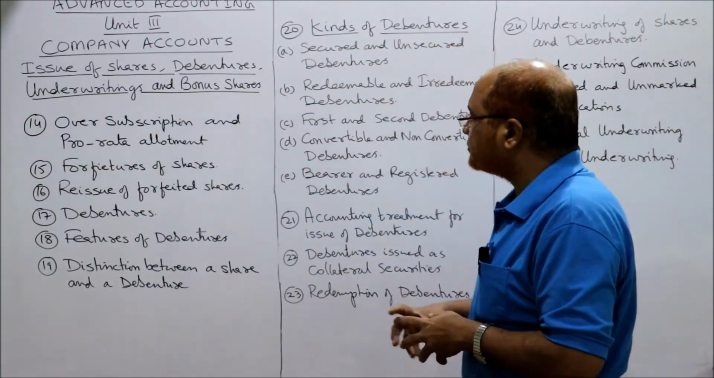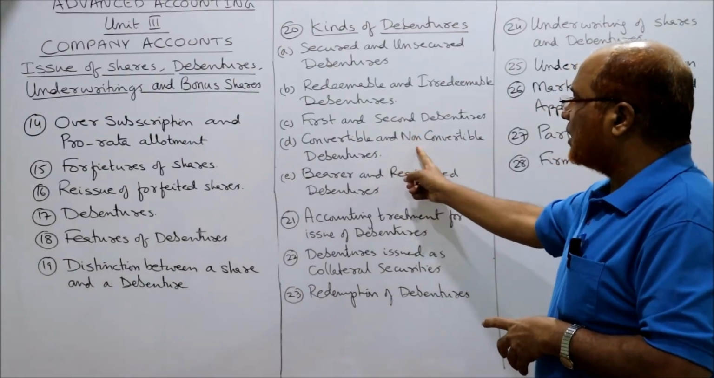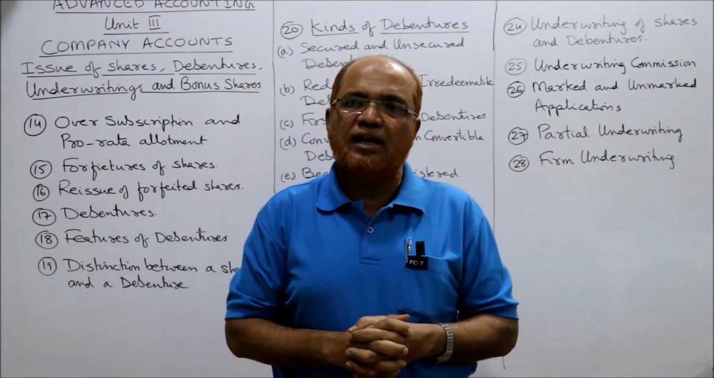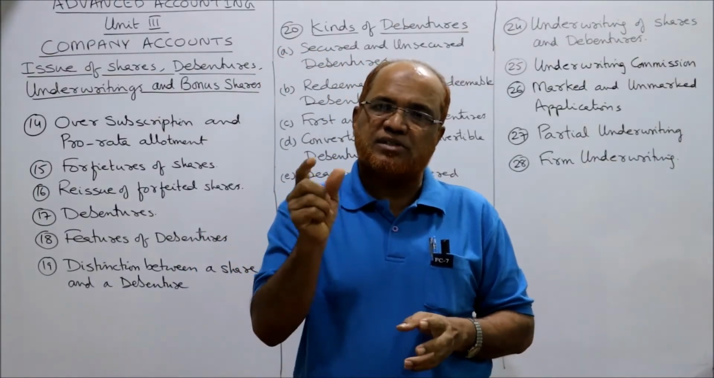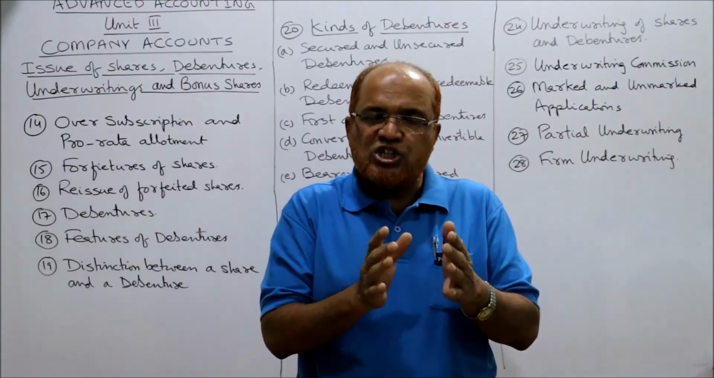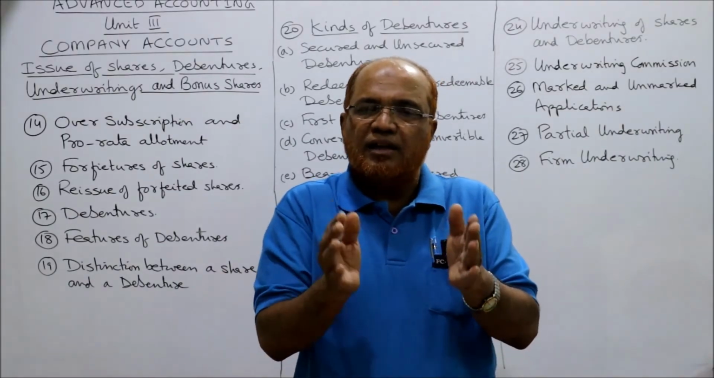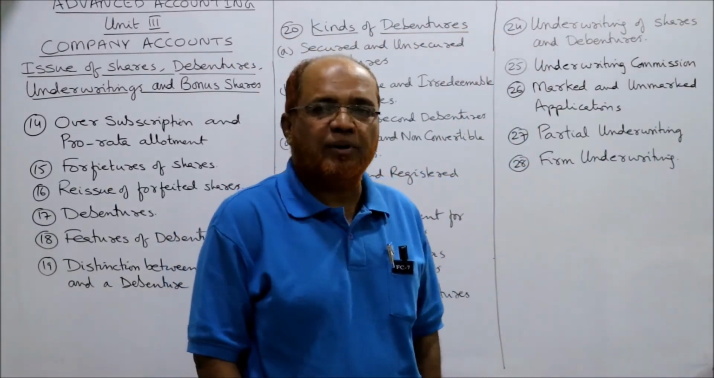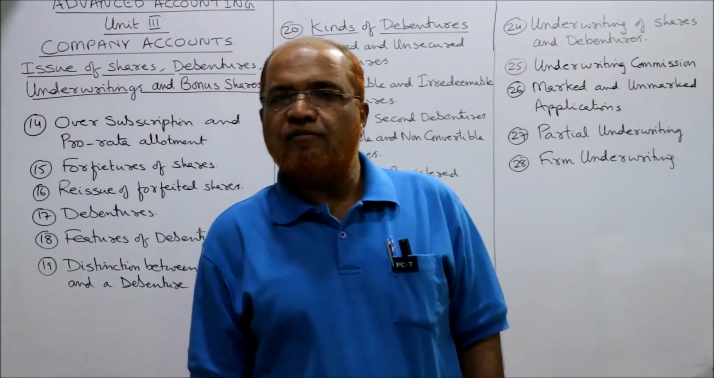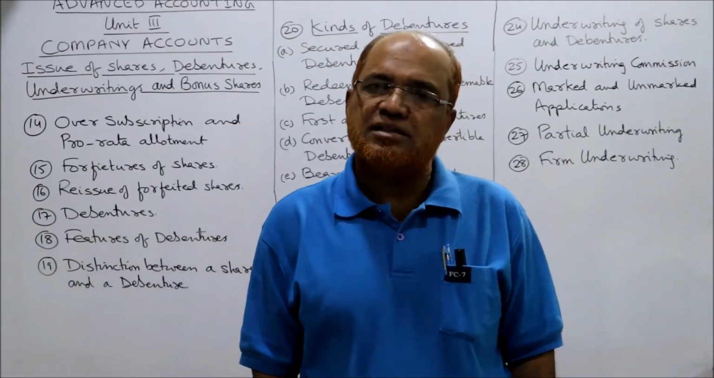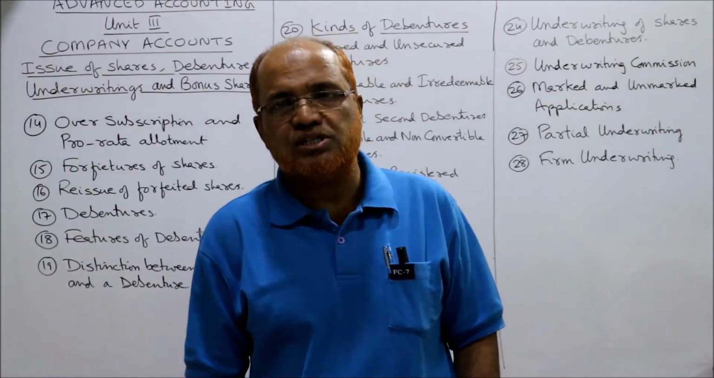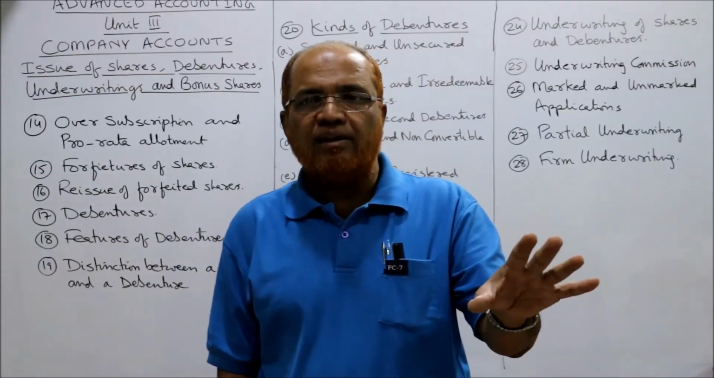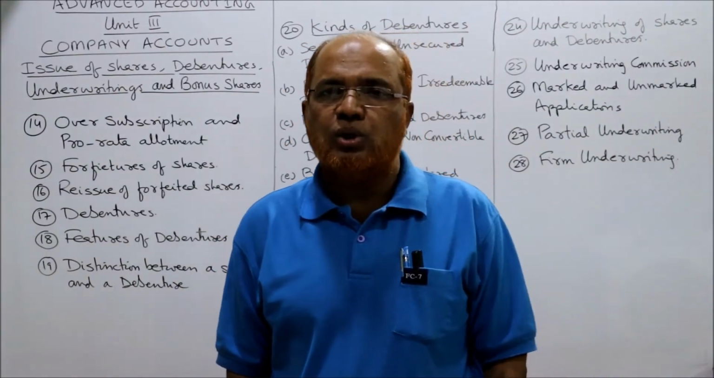Next, convertible and non-convertible debentures. Convertible debentures are those debentures which can be converted into shares after a specific period. The company, at the time of issue itself, will declare that these debentures are convertible debentures. The debentures can be converted into shares after a period of 5 years. So till 5 years, it will remain debentures. After 5 years, it may be converted into shares. Non-convertible debentures will remain debentures throughout their life. They will never be converted into shares.